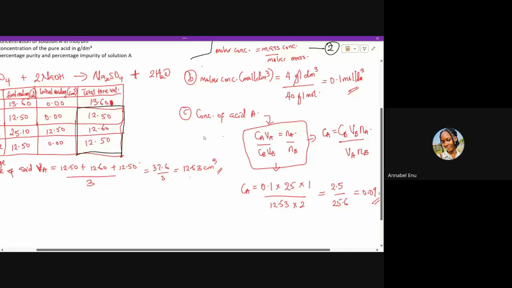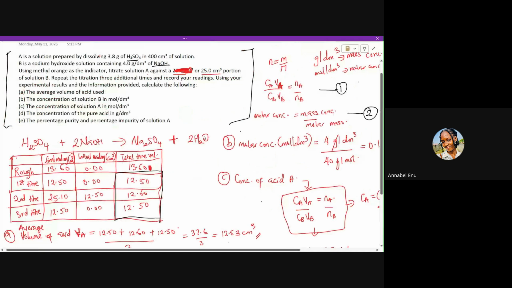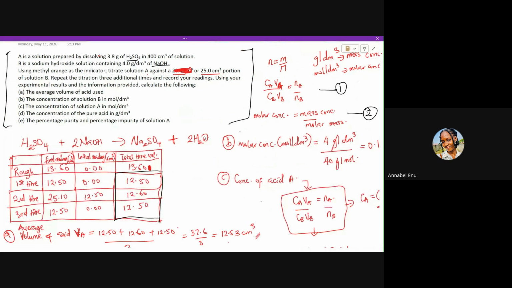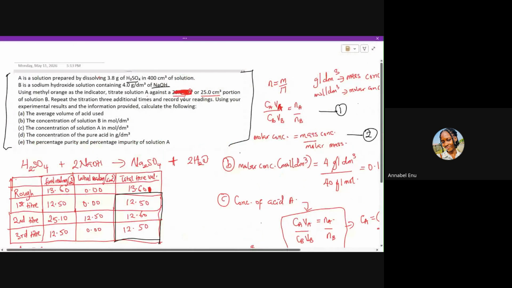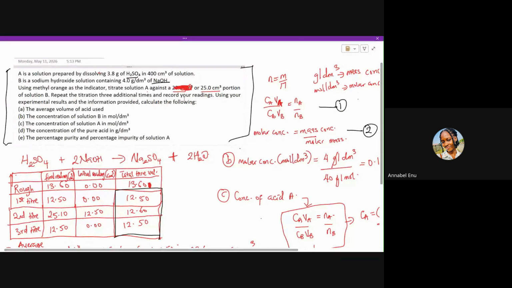Now the next one we have to calculate is the D, the concentration of pure acid. When we talk about pure acid, a way we can determine what that is is by solving based on the information given to us, not based on the solution. The titration we are doing is a solution of this and that, not based on the calculated values we are getting. It should be based on the information given to us.